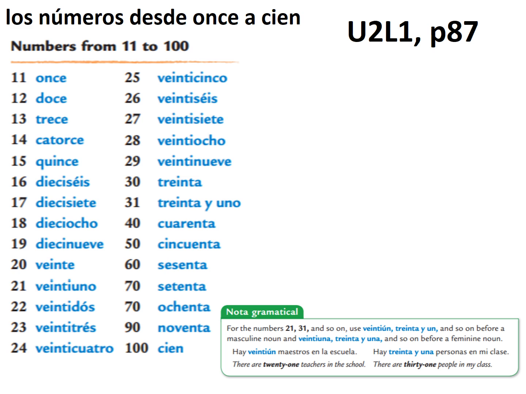Nota gramatical. For the numbers 21, 31, and so on, use veintiún, treinta y un, and so on before a masculine noun, veintiuna, treinta y una, and so on before a feminine noun. Hay veintiún maestros en la escuela. There are 21 teachers in the school. Hay treinta y una personas en mi clase. There are 31 people in my class.